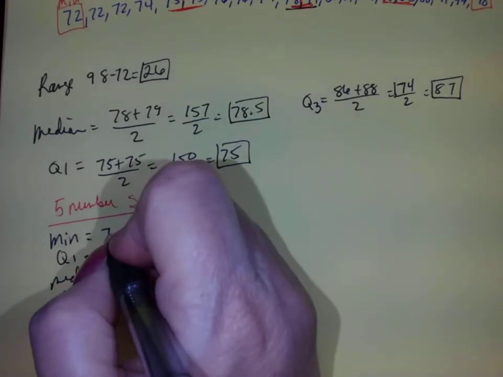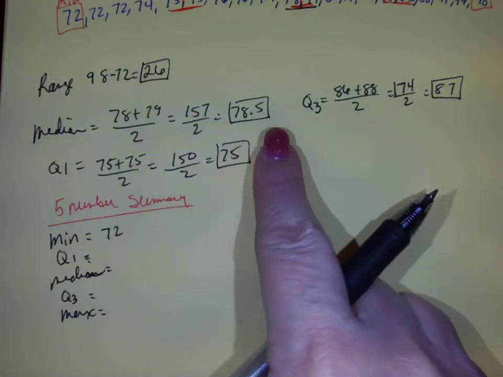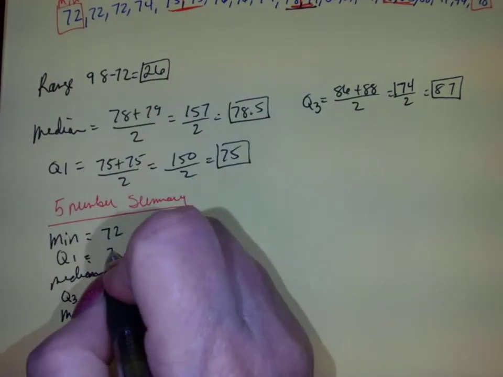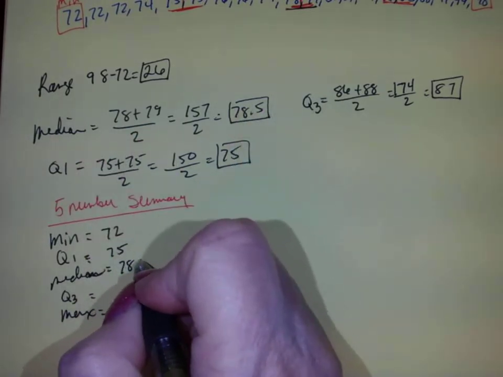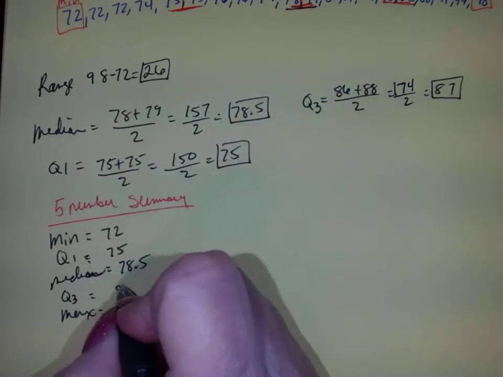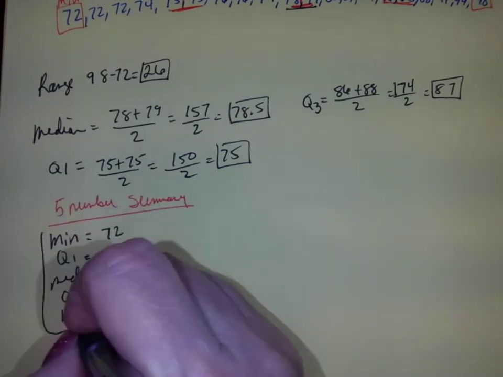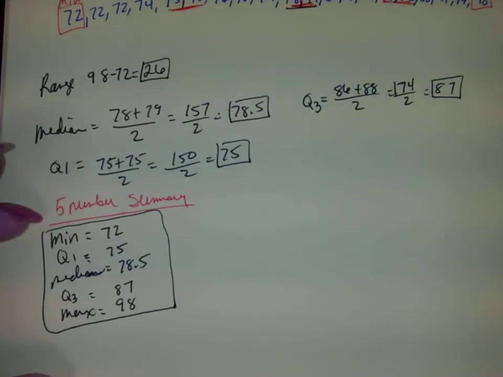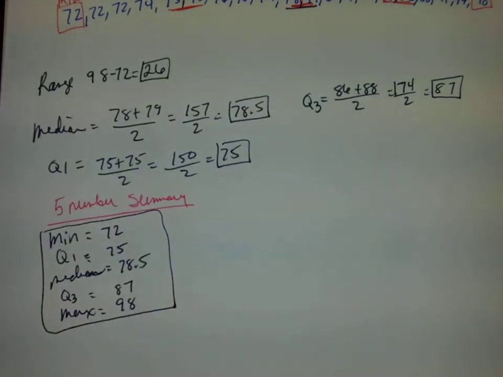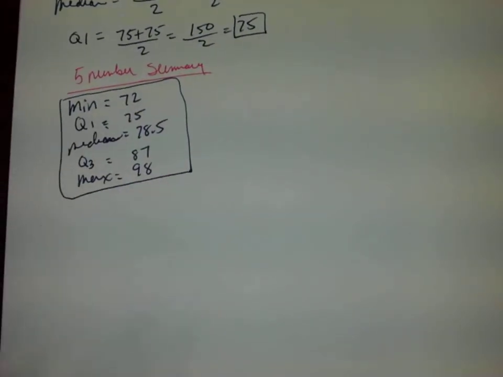All right, so 72 was my min, my quartile 1 was 75, my median is 78.5, my quartile 3 is 87, and my max is 98. So this would be the 5-number summary. This is showing all of my work, but if I want to do the actual summary, that's what it's going to look like. Now, from this summary, I'm going to make a box and whisker plot.